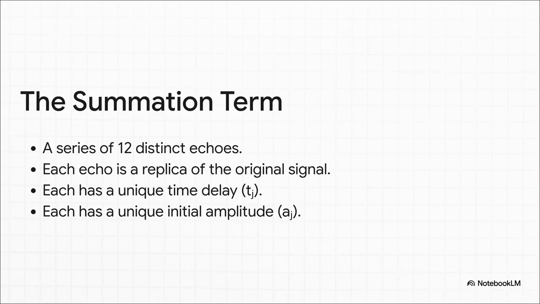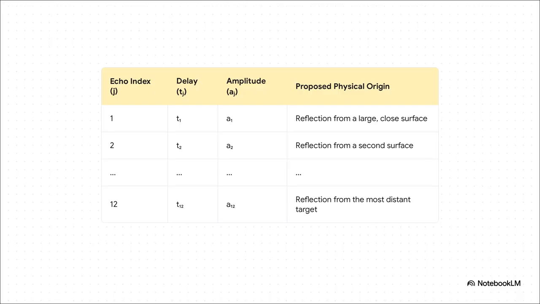It's literally the mathematical version of shouting in a canyon and hearing your voice bounce back from all the different cliffs. And this is where it gets really cool, because we can map those abstract terms to the real world. Every single one of those 12 echoes corresponds to a reflection from a real physical object. An echo that shows up fast, like T1, must have bounced off something nearby. An echo that takes forever to get back, like T12, had to come from the most distant target. And that amplitude, A of j, that tells us something about how big or reflective that target was.